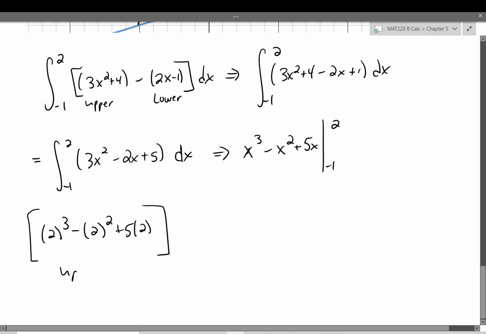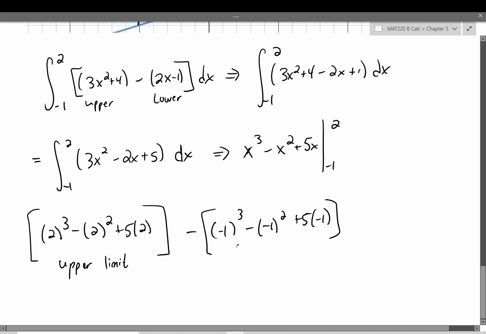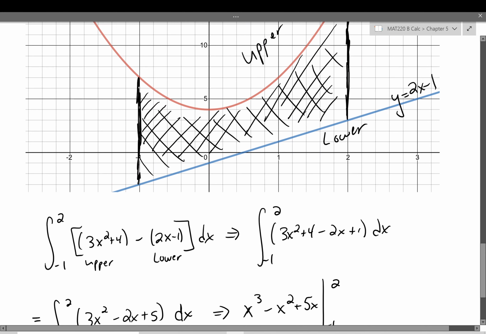So here's my upper limit. Minus, same thing again, wherever I see the x, I put parentheses first. Make my substitutions. And then there's my lower limit. And if you just type it in exactly how it looks into your calculator, you're going to get 21. So the area between the upper and lower curves, 21 square units, whatever the units happen to be, okay?